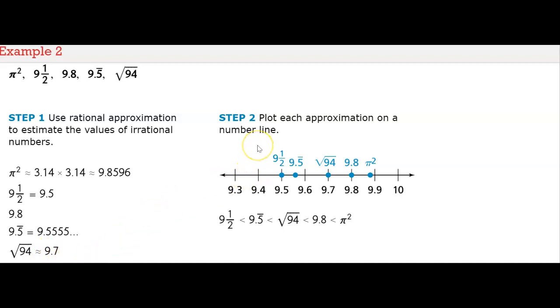Step 2 will be to plot each approximation on the number line. So all of these approximations here are placed on the number line, and then you order them based on how they are on the number line. So that's how you would compare and order them.